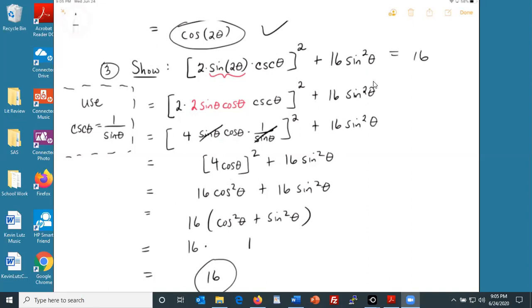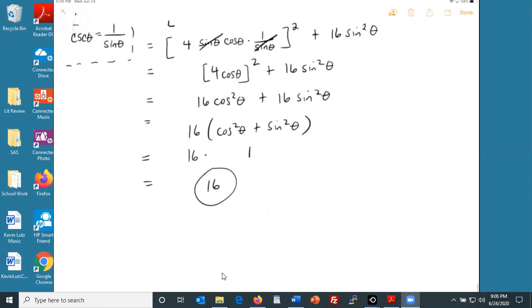So 4 squared and cosine squared is 16 cosine squared. And then the 16 sine squared just kept dropping from step to step. And finally, I factored out the 16, leaving me with another identity, the Pythagorean identity, that equals 1 times the 16. Okay?